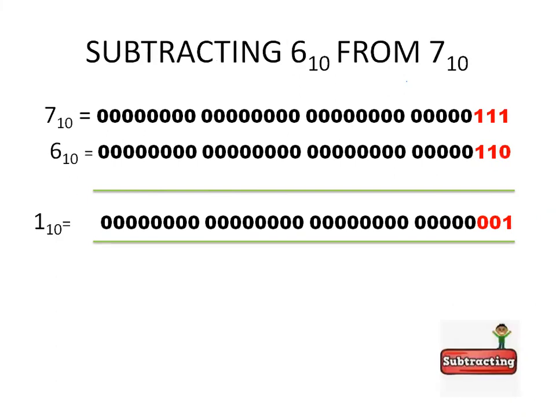Now we are going to subtract 6 from 7. The first operand is 7, which is represented in binary form as 111. And 6 is represented by 110 in binary. Now we are going to subtract. 1 minus 0 is 1. 1 minus 1 is 0. 1 minus 1 is 0.